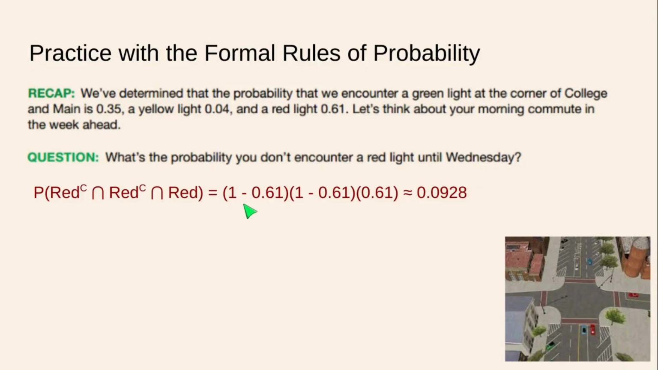So we have the complement of getting a red light, and the complement of getting a red light, and getting the red light on Wednesday. We multiply all that out, we get almost 10% odds, just shy of that, 0.0928. So that'd be our probability, a little less than 1 out of 10 chance that we don't see our first red light until Wednesday.